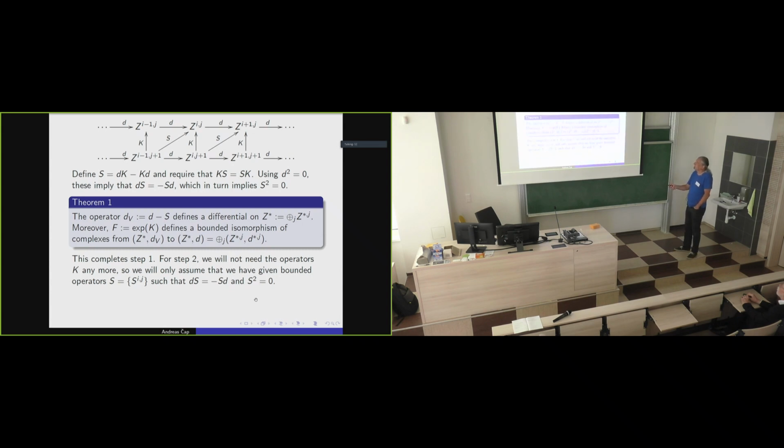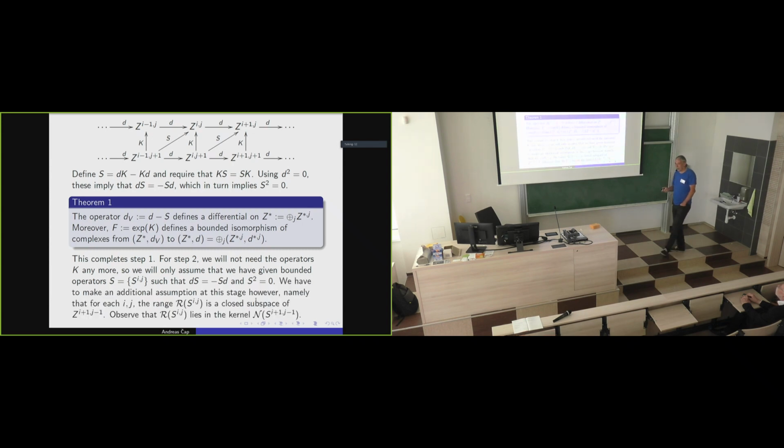And so we will only assume that we have given the S's in such a way that these two equations that we have here, dS is minus Sd and S squared equals 0. Yeah, so then you are really in a setting that is there for the BGG construction as well.